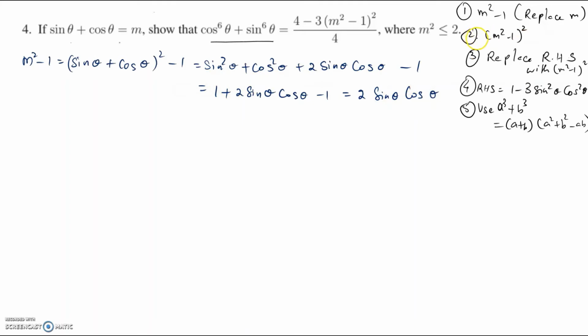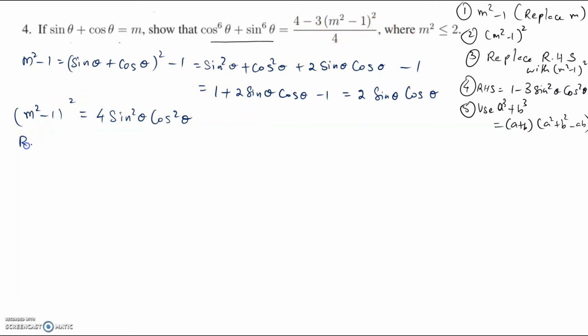Next, step number 2. Let's substitute this and do the square as this form here. So m squared minus 1 the whole squared will be equal to 2 squared, which is the square of this, which is 2 squared, which is 4 sine squared theta cos squared theta. Next, let's replace it in the RHS.